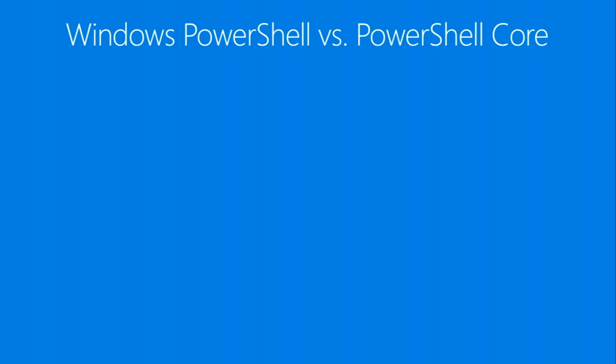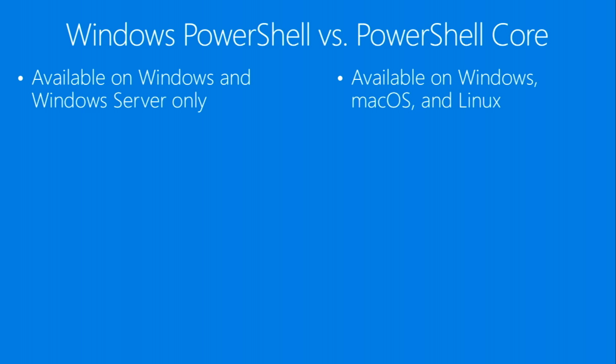So the first thing I want to talk about is Windows PowerShell versus PowerShell Core. This is a notion that can be a bit confusing at first, but it really comes down to a few key differences. Windows PowerShell is the traditional version of PowerShell that's been available on Windows for the last 10 years. It represents PowerShell 1 through 5.1, and it's only available on Windows and Windows Server, and will forever only be available on Windows and Windows Server.